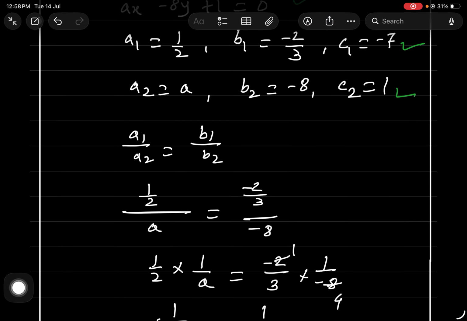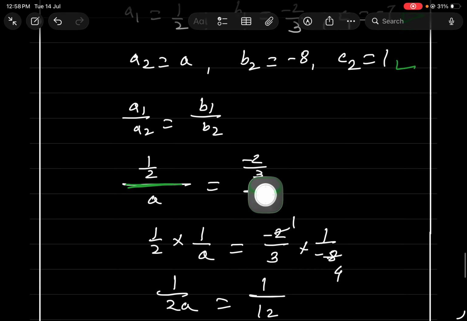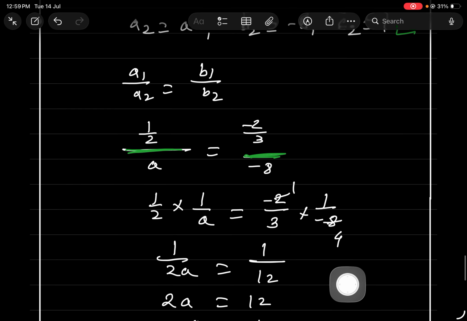So 1 upon 2 is there, and here upon means division. So you have to multiply by the reciprocal, and the reciprocal of a is 1 upon a. Then -2 upon 3 is a fraction. Here again upon means multiplication, and the reciprocal of -8 becomes 1 upon -8. So here 2 ones are 2 and 2 fours are 8. So we got 4. So 1 into 1, 2 into a means 1 upon 2a equal to minus minus plus, 1 upon 3 fours are 12, means 1 upon 12.